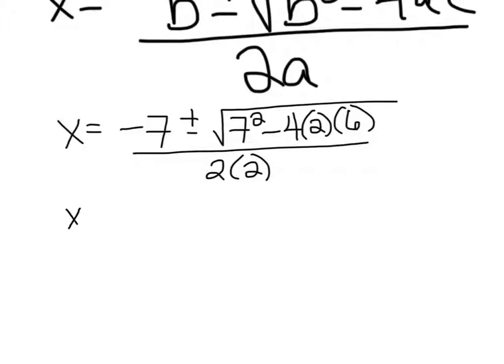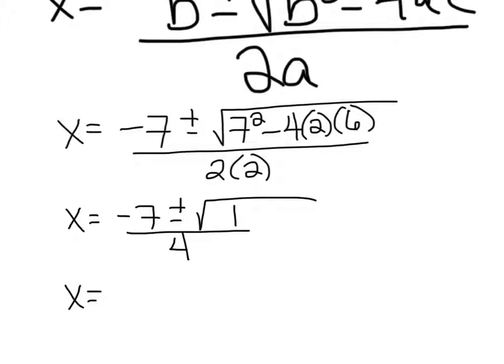Now we need to take care of the number inside the square root, so -7 plus or minus, and again in your calculator you can just do 7 squared minus 4 times 2 times 6, so you have 1 underneath the radical when you do that, because it ends up being 49 minus 48, all over 2 times 2, which is 4. Well, 1 is a number that I can take the square root of, and it's just 1. So I have x equals -7 plus or minus 1 divided by 4.